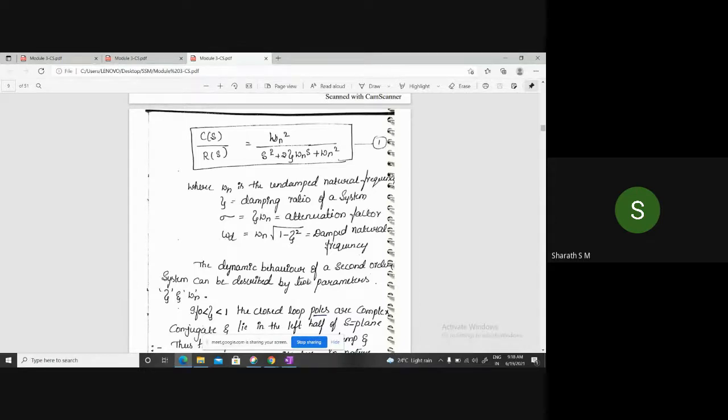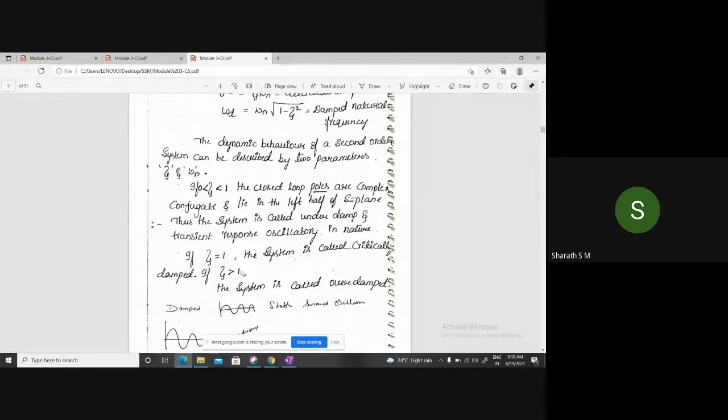And we have two conditions here. If zeta is in between 0 to 1, the complex conjugates are lying on the left of the S plane. We'll explain it about the S plane. So the system is called underdamped and the transient response shows the oscillatory nature. If zeta is equal to 1, system is called critically damped. And if zeta is greater than 1, system is called overdamped. So these three we will discuss in the next class about zeta. So just write down these statements.